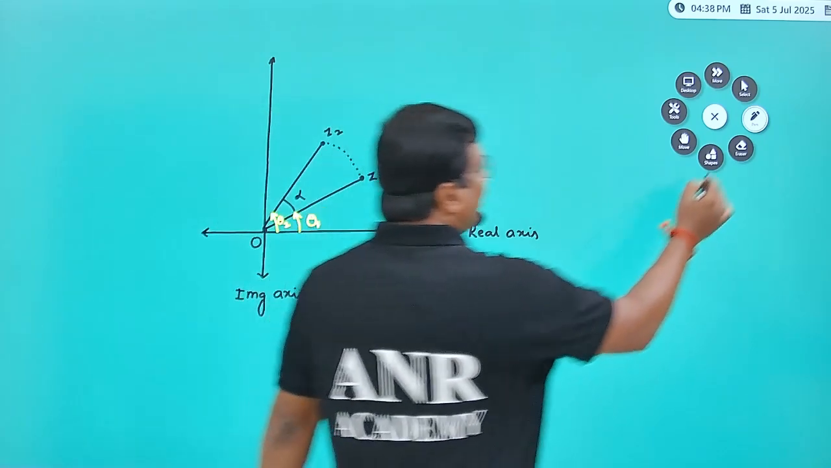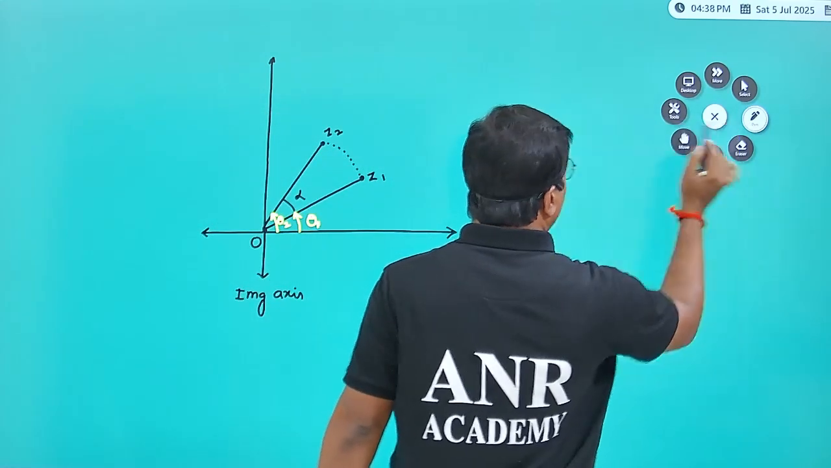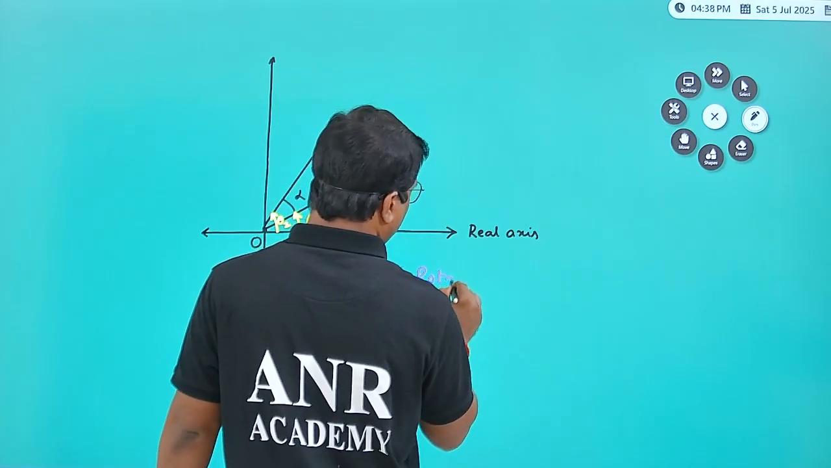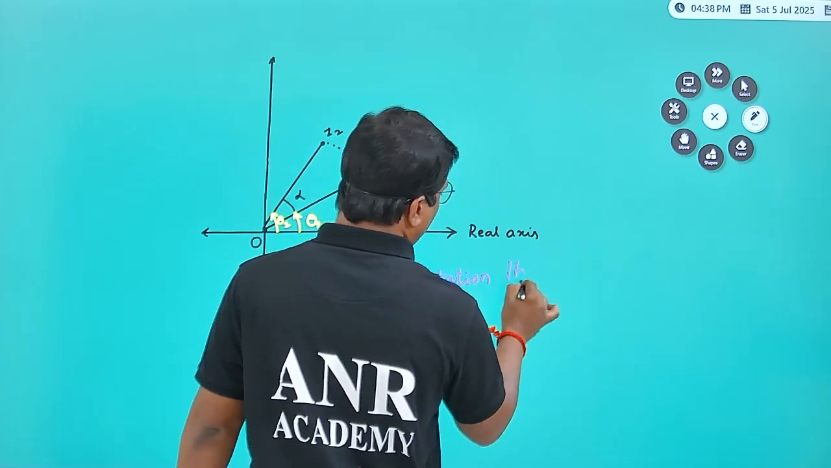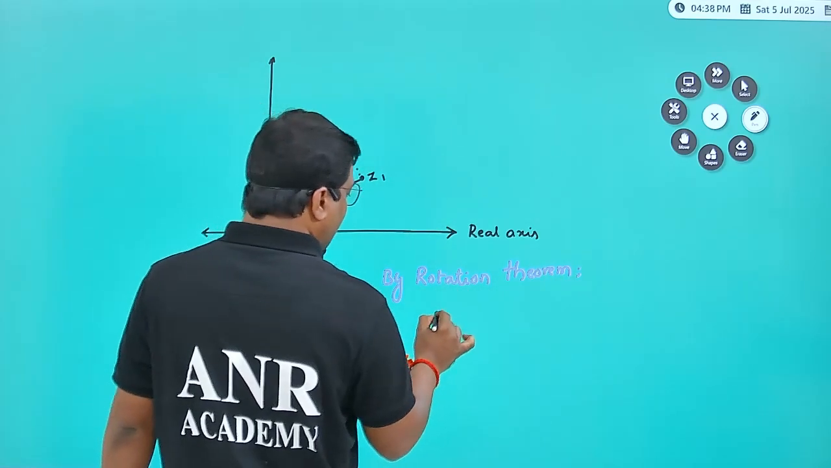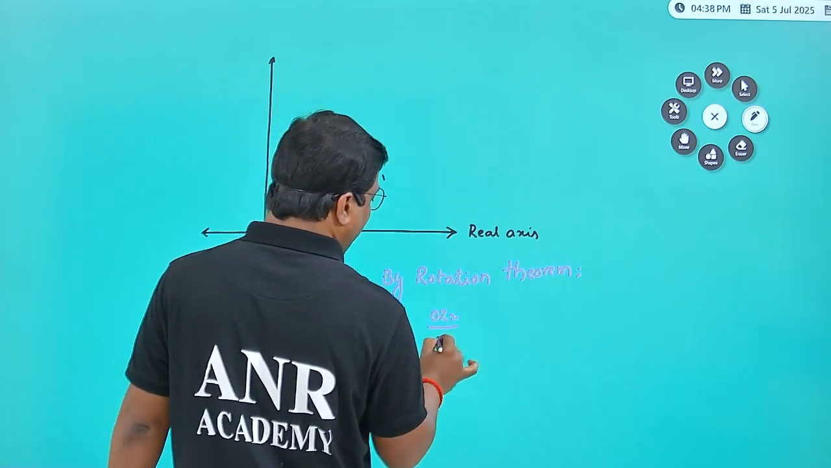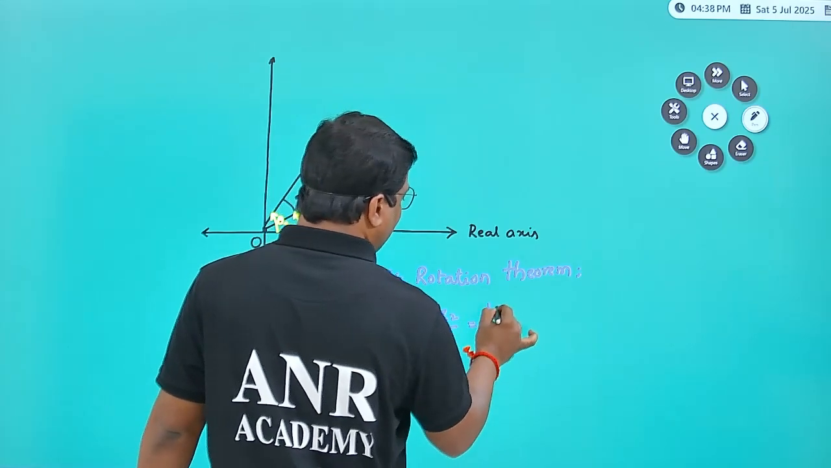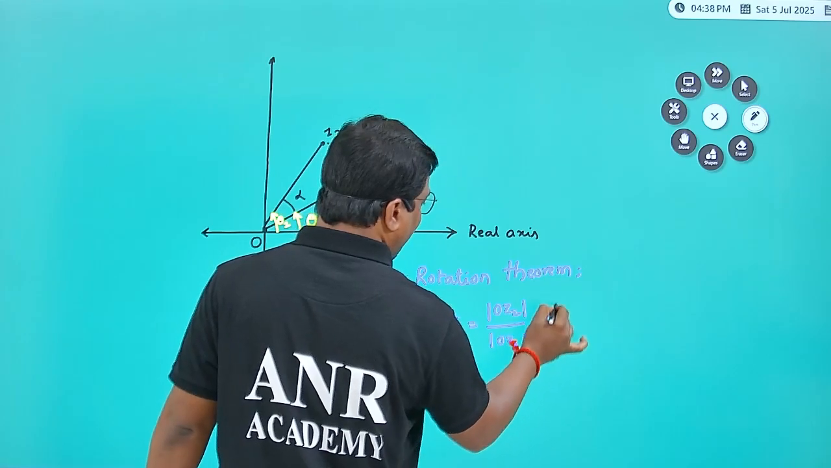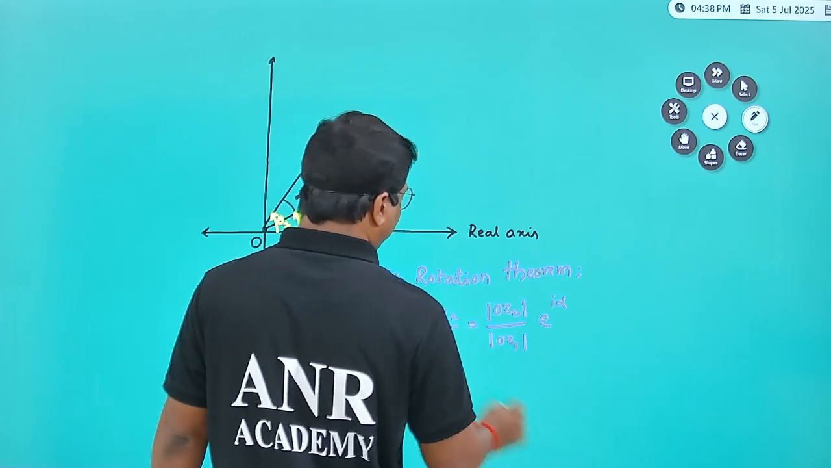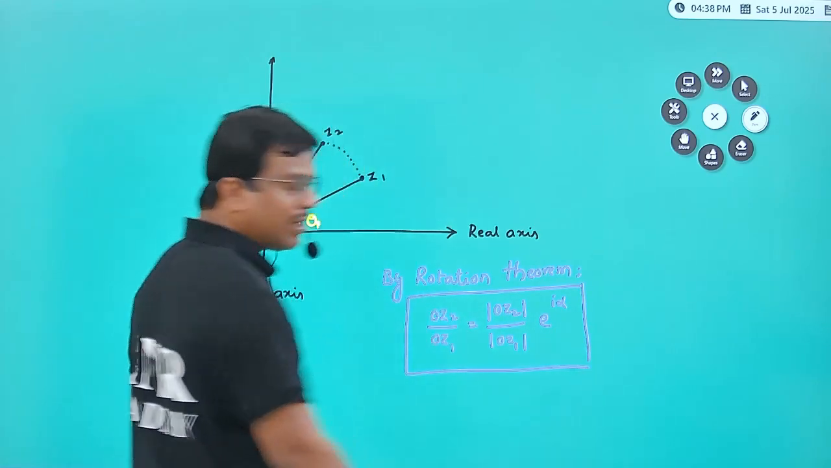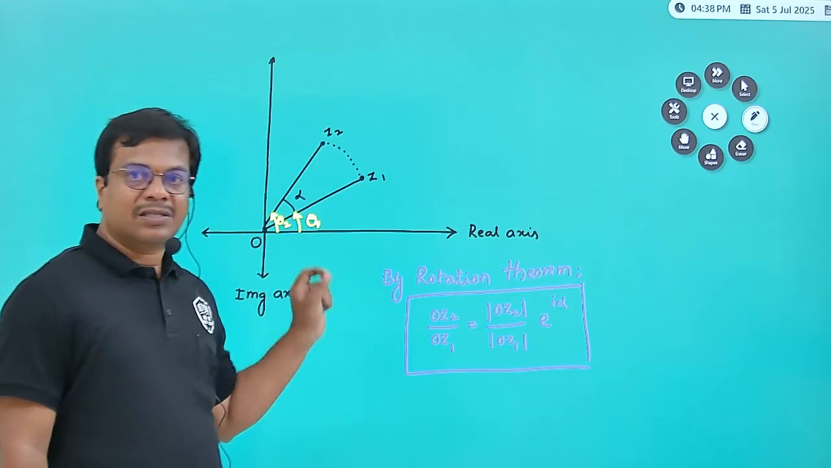Then by rotation theorem I can write this relation. Rotation theorem says that OZ2 divided by OZ1 equals modulus OZ2 divided by modulus OZ1 into e power iota alpha. This is the result by CONI method or rotation theorem. Let us see the proof of this.